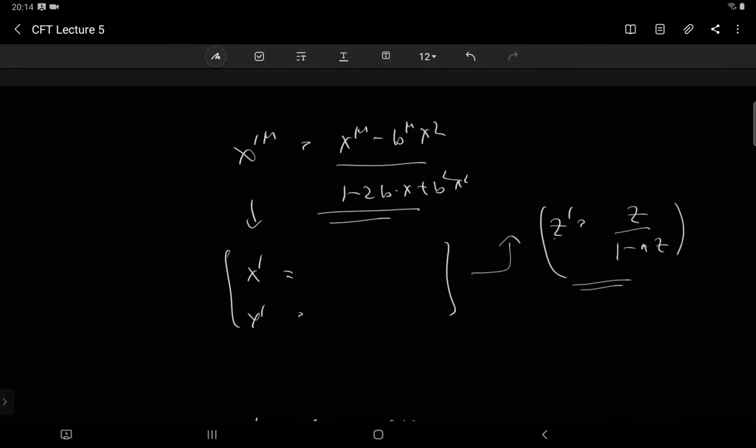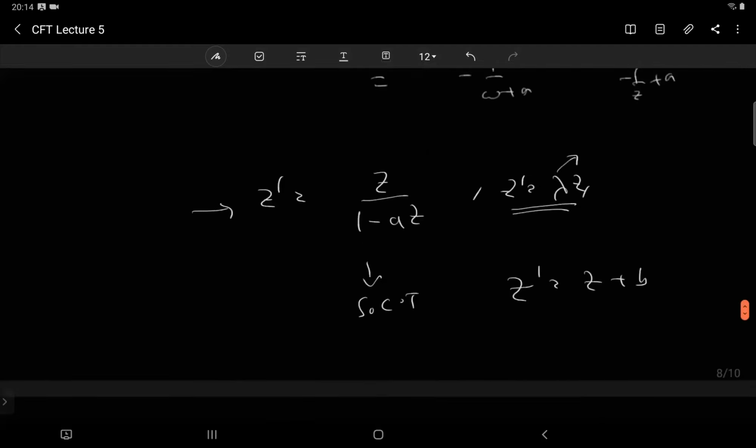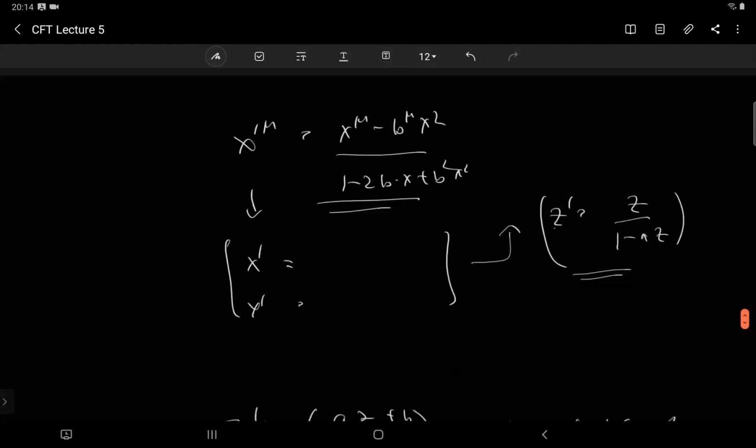It's just that when you write it in terms of Z, it is looking like this form. But in terms of X and Y, it will be the usual transformation that we wrote for general D. And there we had checked that the commutator is the same as this thing.